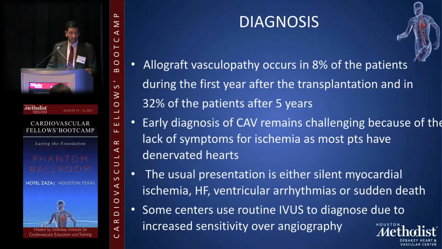Again, cardiac allograft vasculopathy occurs in about 8% of patients during the first year and 32% of patients after 5 years. It's a very, very challenging diagnosis to make, because it's very diffuse and distal, so coronary arteriography is not very useful. Some centers use IVUS, but the problem with using IVUS and detecting it early is that we still don't have a good handle on what to do with these patients in terms of changing their immunosuppression.